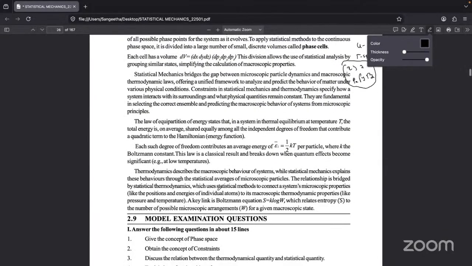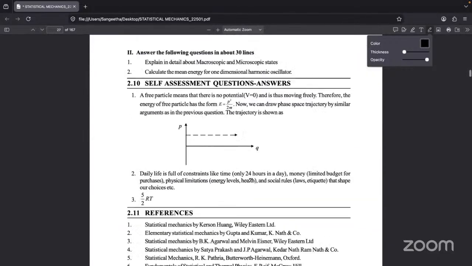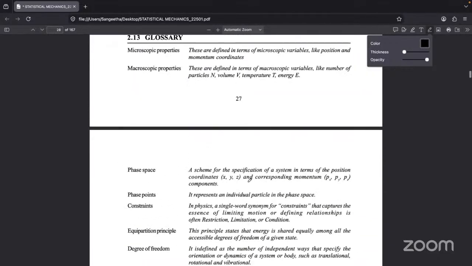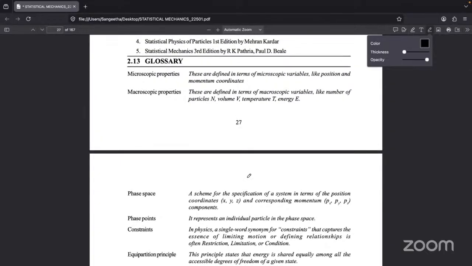Next, what is a constraint? Different types of constraints we discussed. Next we saw the energy contribution epsilon equal to half times kT. Then we saw the entropy relation S equals K times log W. In each unit, a few definitions are there; just refer to them, they are useful. What is microscopic? It is defined by the position and momentum coordinates. Macroscopic takes number of particles, volume, temperature, energy.